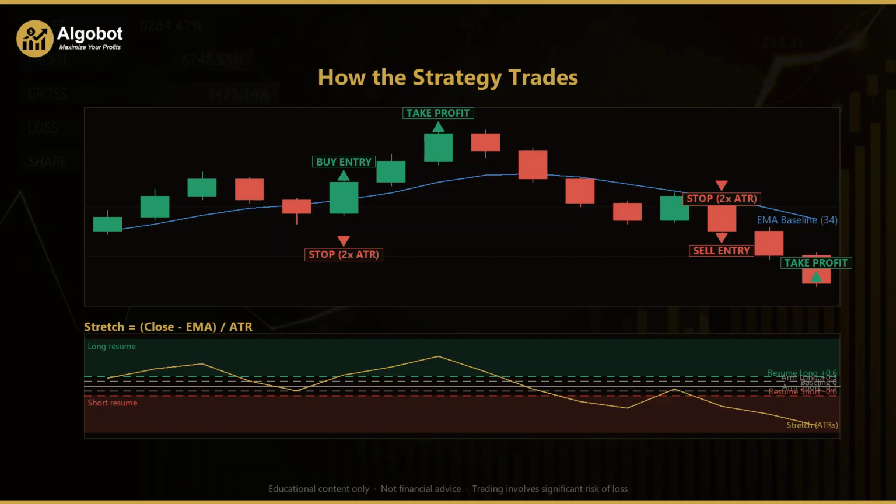From there, price falls away through the final candles, the stretch sinking to its most negative reading, until price reaches the short take profit target, and that trade closes as well. 2 trades, both taken in the direction of the prevailing regime, both entered on a reset and a confirmed resumption rather than a guess. That, in a single picture, is Deviation Reset Continuation at work.